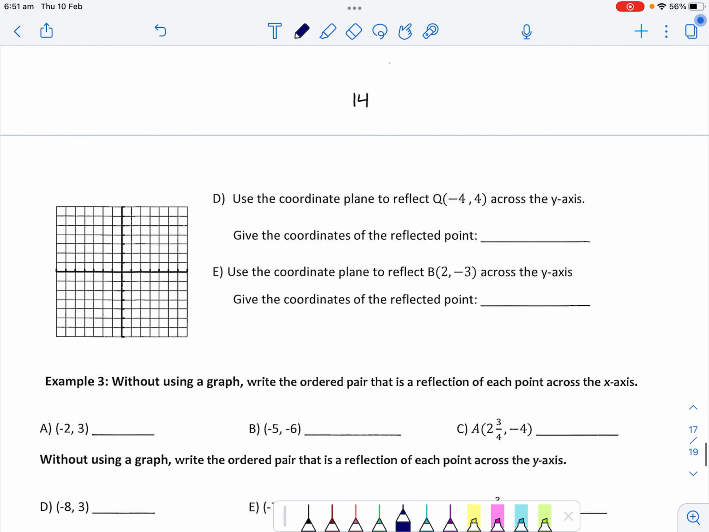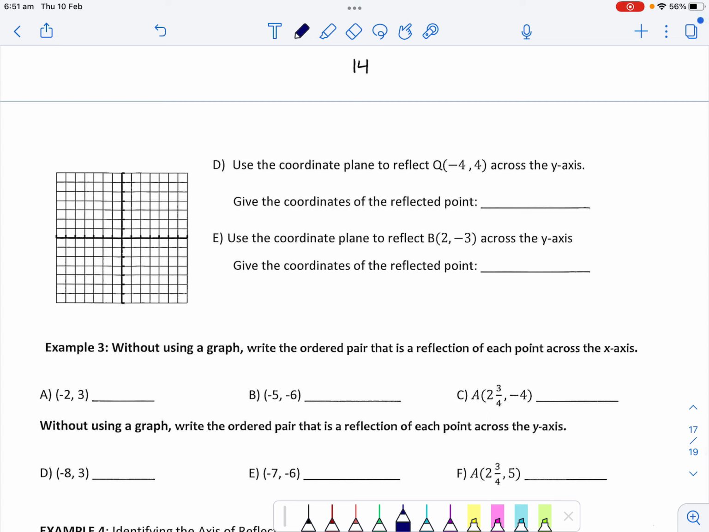And just like the x-axis, we have some extra practice of the y-axis. So I'm going to highlight my y-axis here really quick. So I'm reflecting across this one. So my first point Q is negative 4, comma 4. So negative 4, 1, 2, 3, 4, 1, 2, 3, 4. So this is Q. And I'm again going to count towards the y-axis. So 1, 2, 3, 4 spaces. So 1, 2, 3, 4 spaces. There's Q prime. So that's going to be positive 4, comma 4.